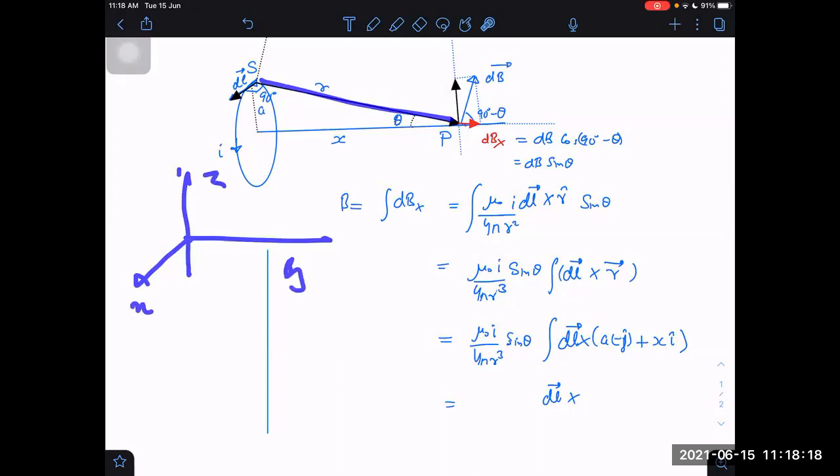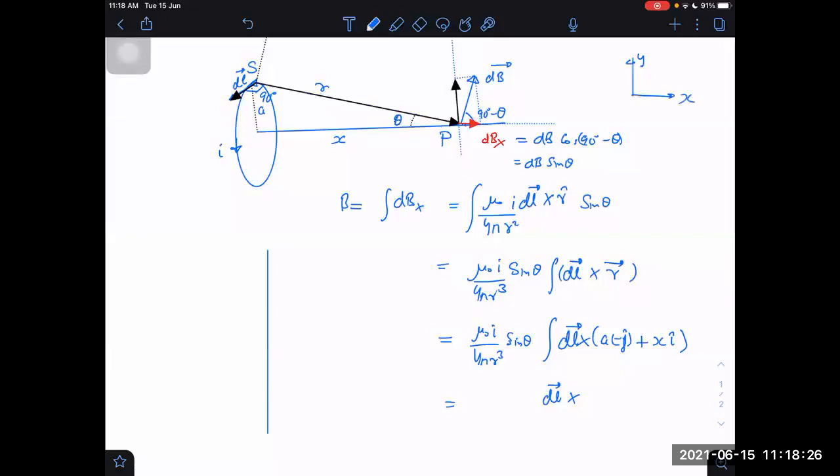If I take this as x, this as y, and this as z. Okay, vertical is the x-axis, this is the y-axis. This is our, let us say, x-axis, and this is, let us say, the z-axis. Like that I'm taking here. So the r vector is this side, the A vector is downwards. This is x, this is A. A is along minus j cap, and r is the resultant of A and x.